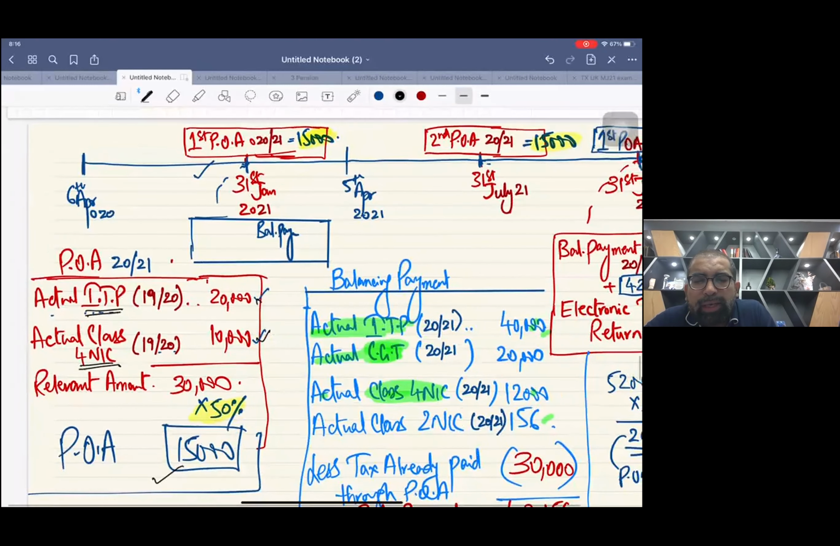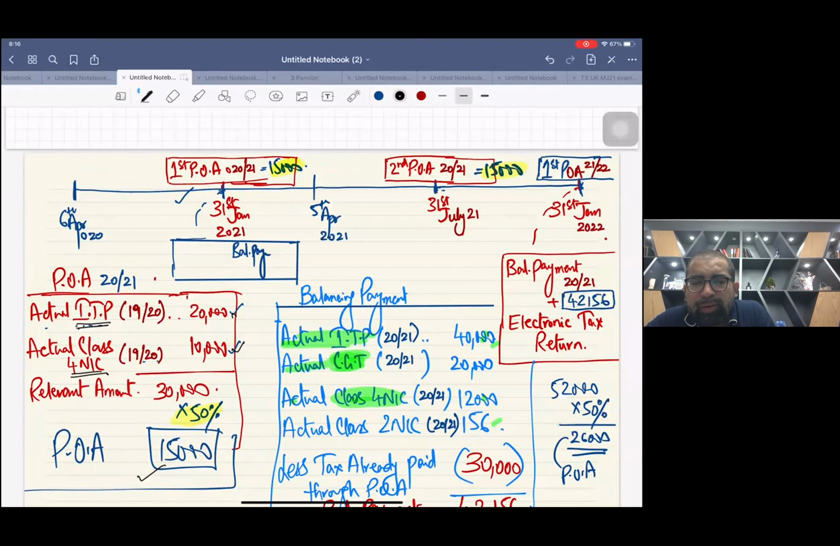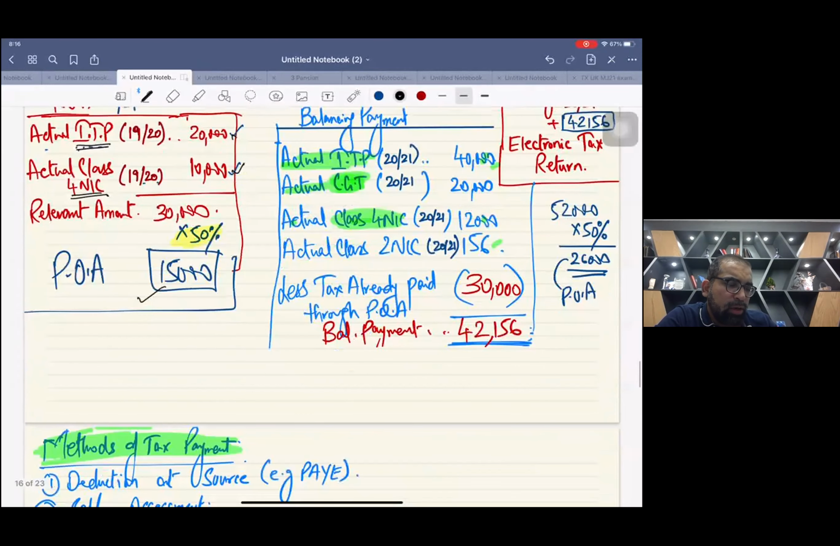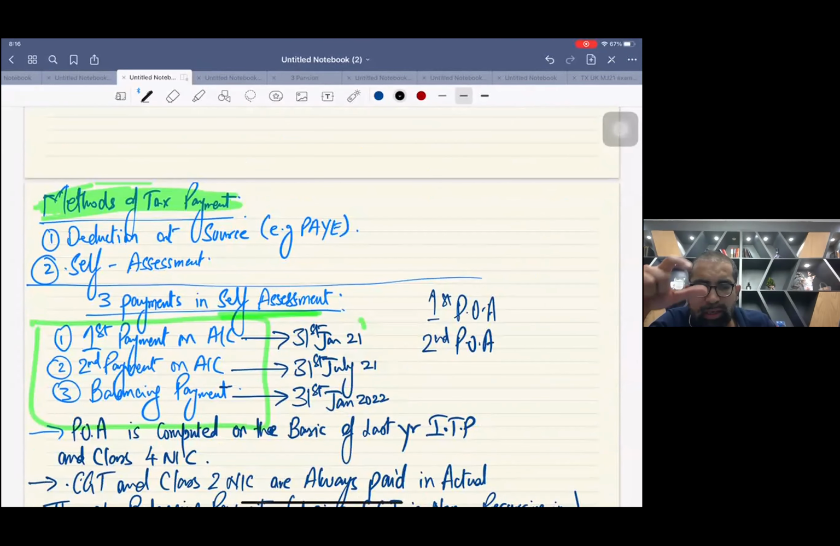So for POA calculation, we take income tax payable of last year and class 4 NIC of last year. Okay, right? Then what are the due dates for this? Let me show you the due dates. For 2021, the first payment on account is 31st January 21. That means in between the fiscal year. And after 6 months, there is the second payment on account. And after 6 months, there is the balancing payment date. See the screen, and I'm sure you know this.